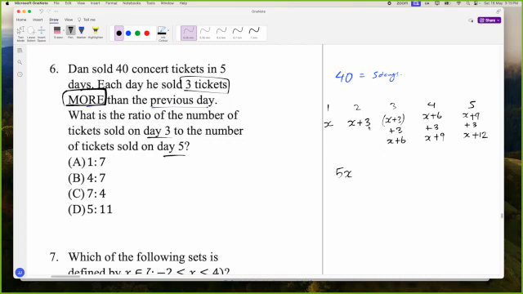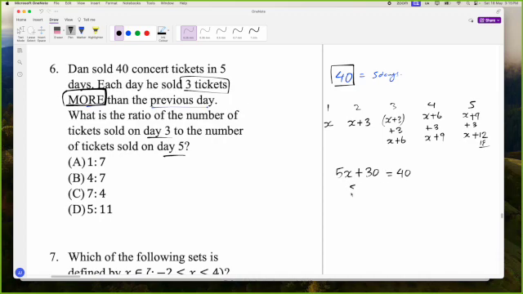And then 3 plus 6 plus 9 plus 12. 6 and 3 is 9, and 9 is 18. 18 plus 12 is 30. So that is 5X plus 30 is equal to what? 40 tickets he sold in all, right? So this is how many tickets he sold total, over all the 5 days.